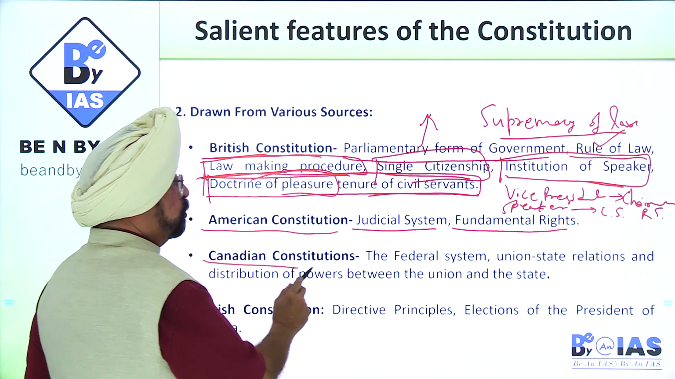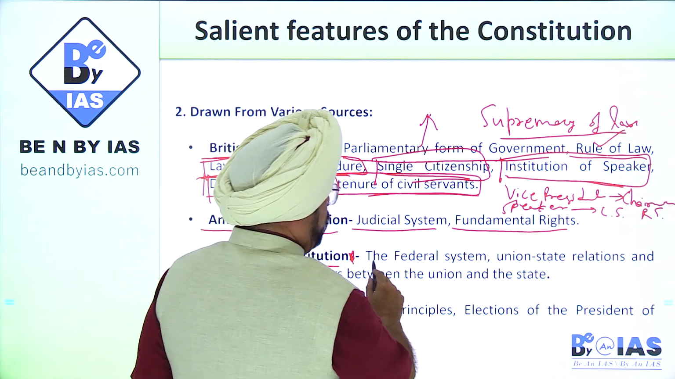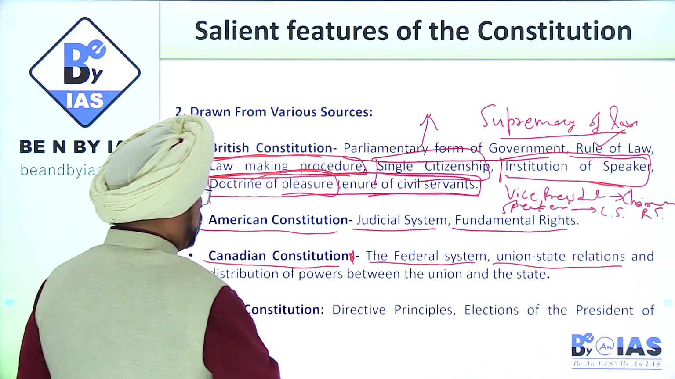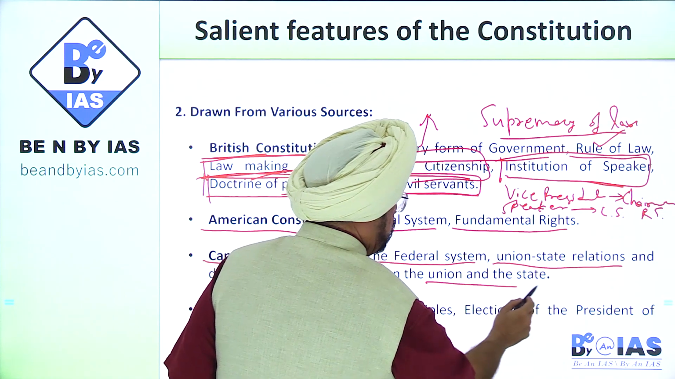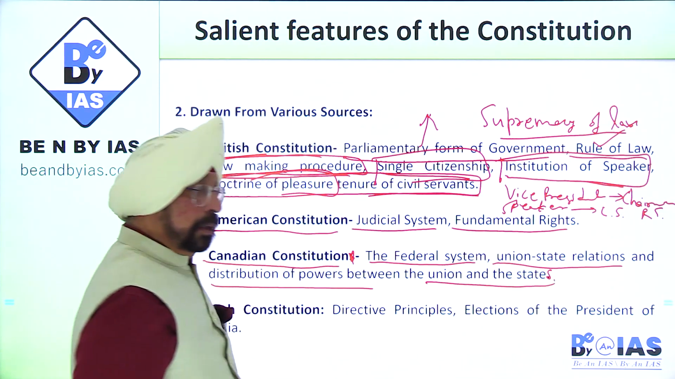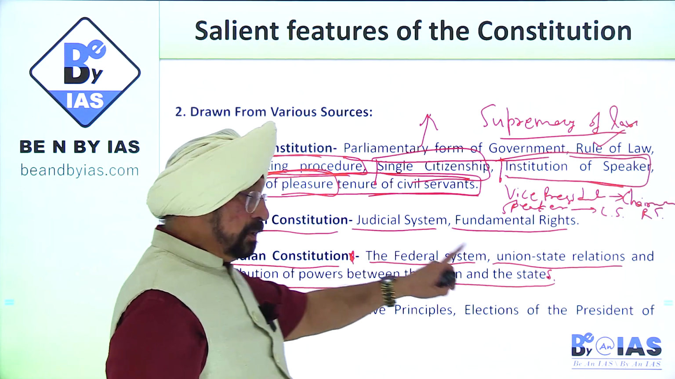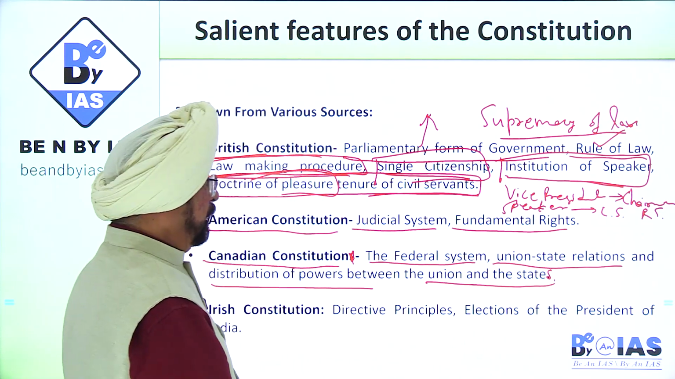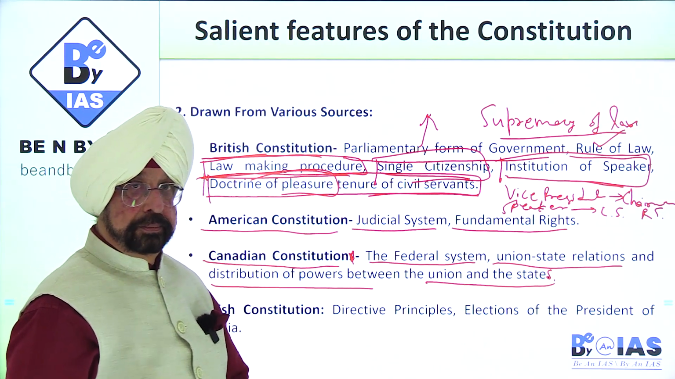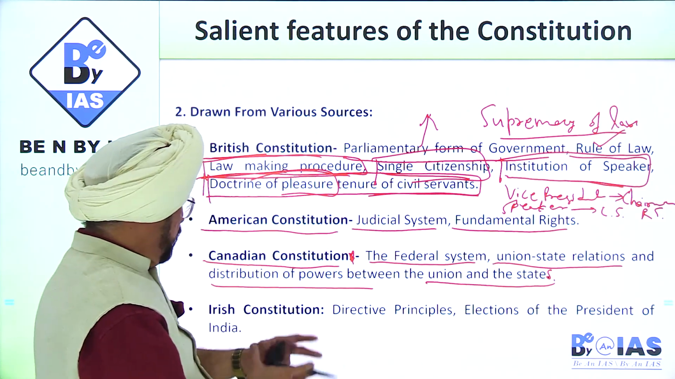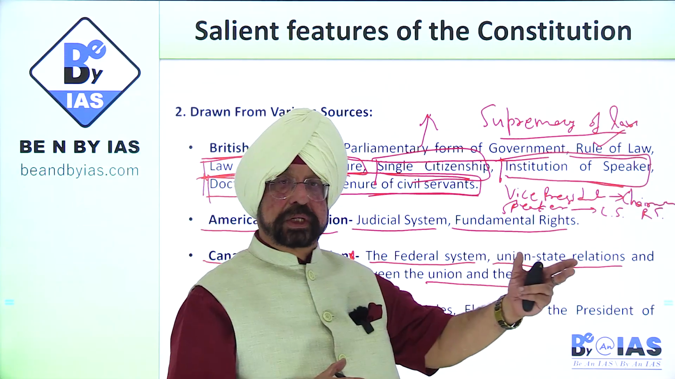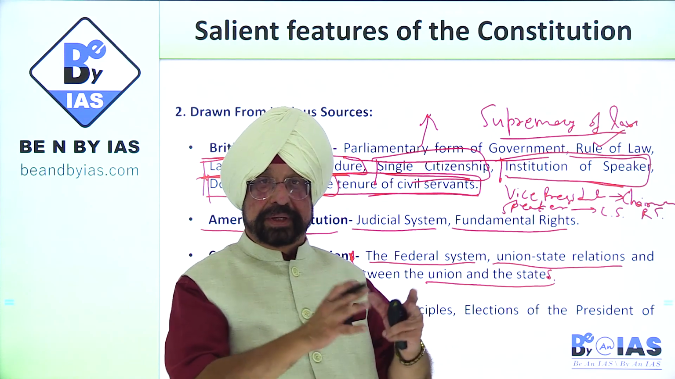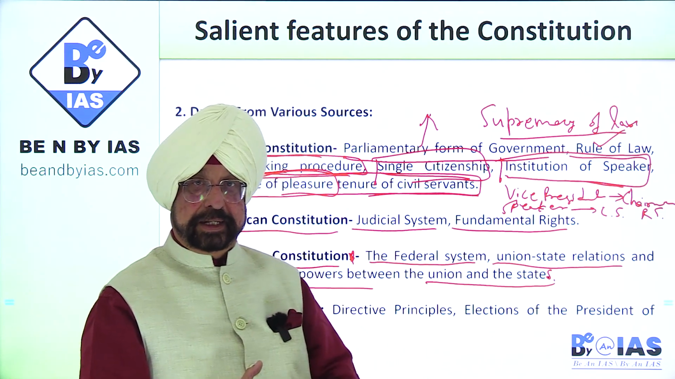From the Canadian Constitution, the federal system, union-state relations, and distribution of powers between union and states. Again, the federal system we will study, the union-state relations we will study, and how the powers are distributed. Okay, so we have three lists: the union list, the state list, the concurrent list. This is basically division of powers, separation of powers between the union and the states.